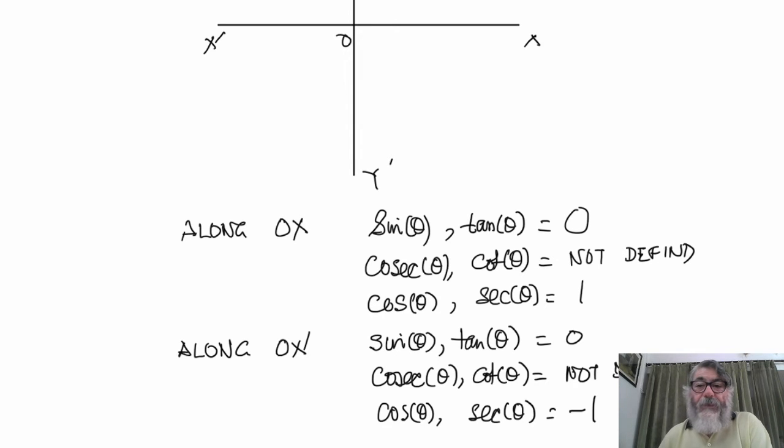This we have discussed, the horizontal line. Along the horizontal line means n pi. Sine n pi is 0. Tan n pi is 0. Cosec n pi, cot n pi are not defined along this line. And cos n pi or sec n pi are both 1 or minus 1 depending on which side they are falling. Are they falling along OX or on the negative direction. Now let us see along OY.